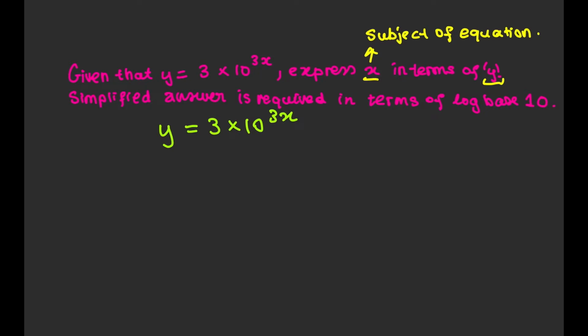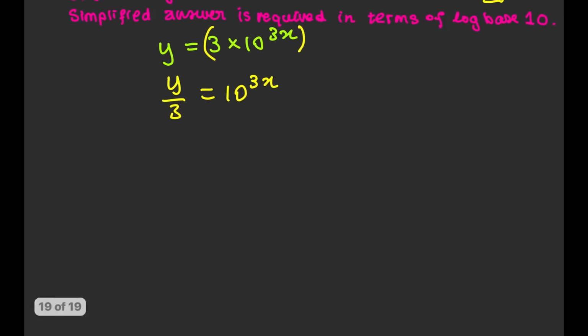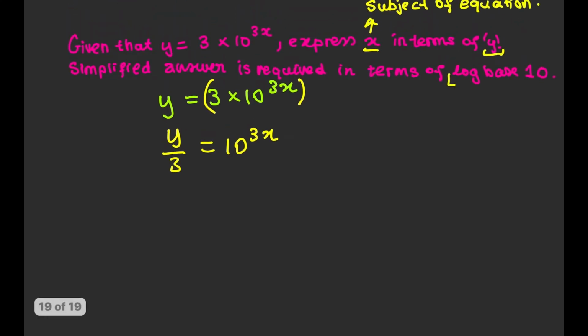So let's start with slowly bringing up the right side to the left side. So let's convert these values to the left hand side. So let's take y upon 3 is equal to 10 power 3x. So let's slowly build up until we get x as a subject, or we have an easy equation to solve with. We have y upon 3 is equal to 10 power 3x. Now, as they've mentioned, in terms of log base 10.